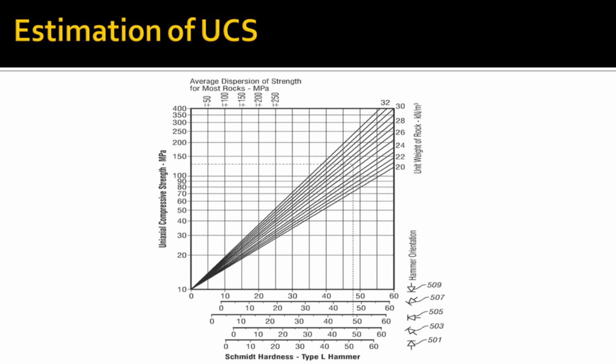Here in this graph, you can see the correlation between the inclination of the Schmidt hammer with respect to the surface, the unit weight of the rock material, and uniaxial compressive strength. Now, the estimation of UCS based on rebound number is to be done with respect to the unit weight curves. So, you will have a different UCS value for the same rebound number if you have a rock material with a unit weight of 20 as compared to a rock material with a unit weight of 26.